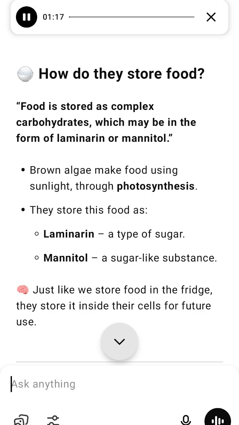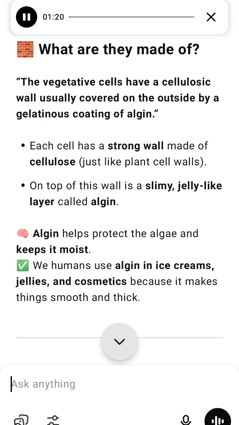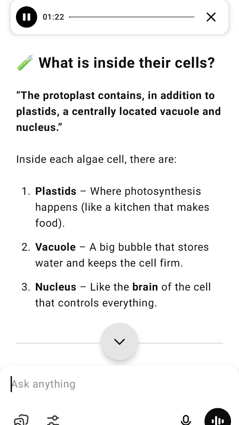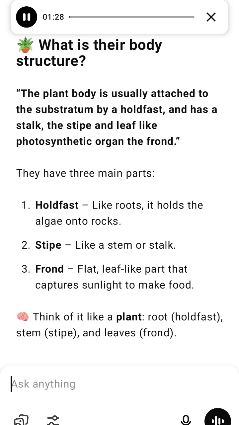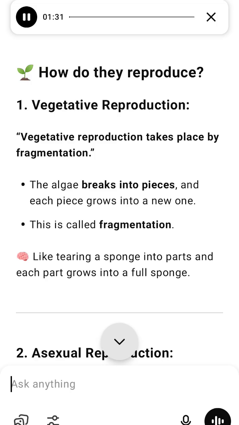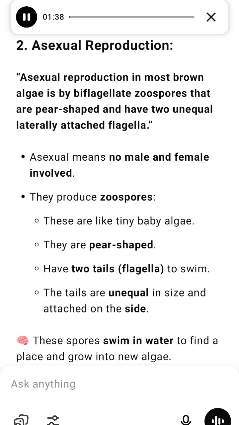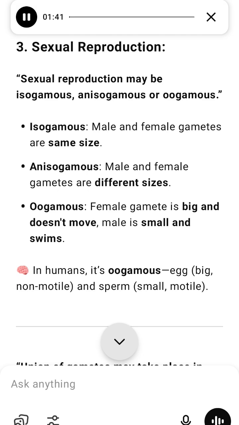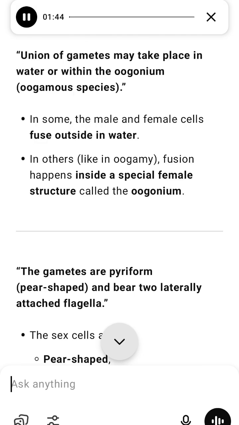What are they made of? Their cells have walls made of cellulose, a strong material also found in plants. Outside the wall is a slimy coating called algin. Algin keeps them moist and protected in water. We humans use algin in ice cream, jelly, cosmetics, etc. What's inside their cells? Their cells contain plastids, where food is made using sunlight, a nucleus, the control center of the cell, and a vacuole, a big water-filled sac that gives shape and stores stuff. What does their body look like? Brown algae usually have three parts.